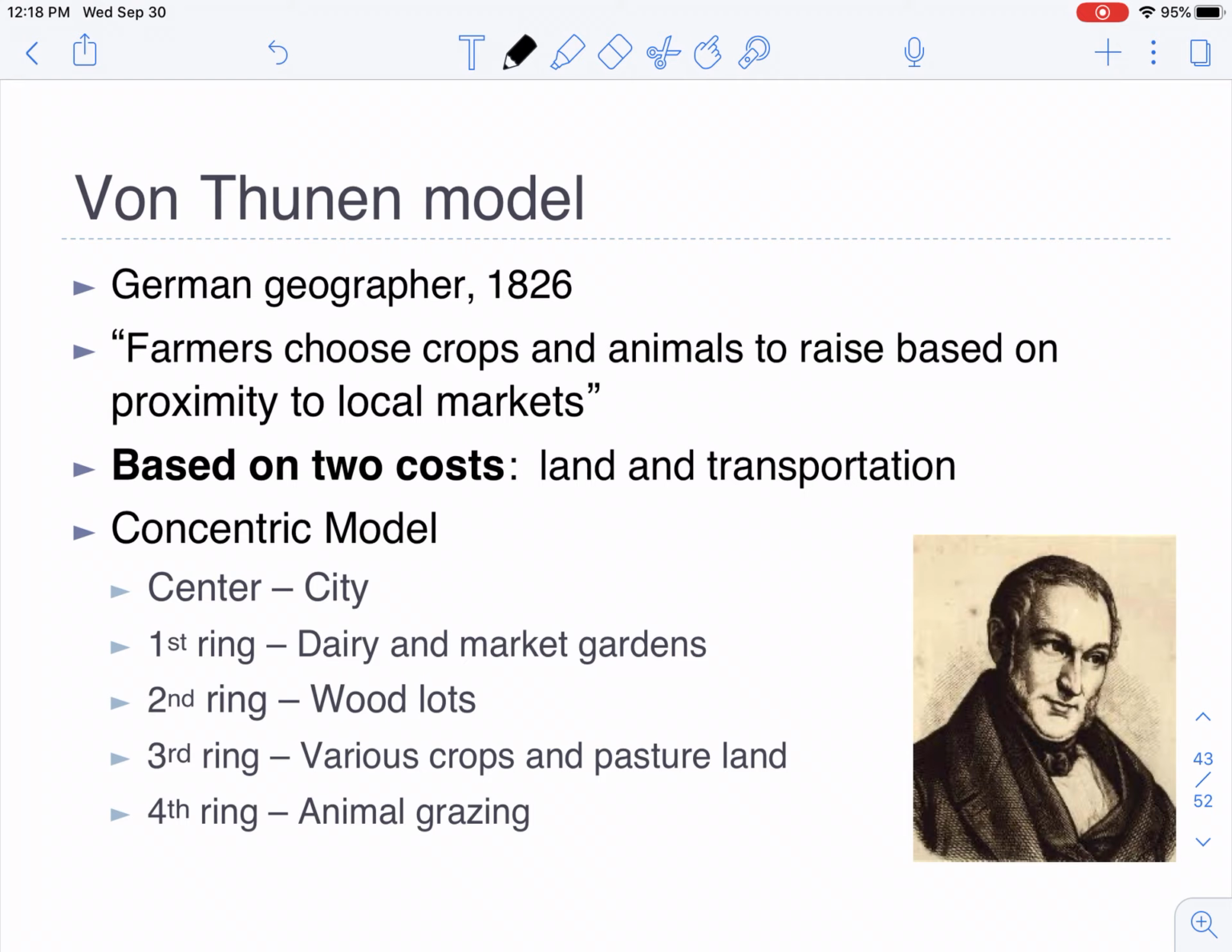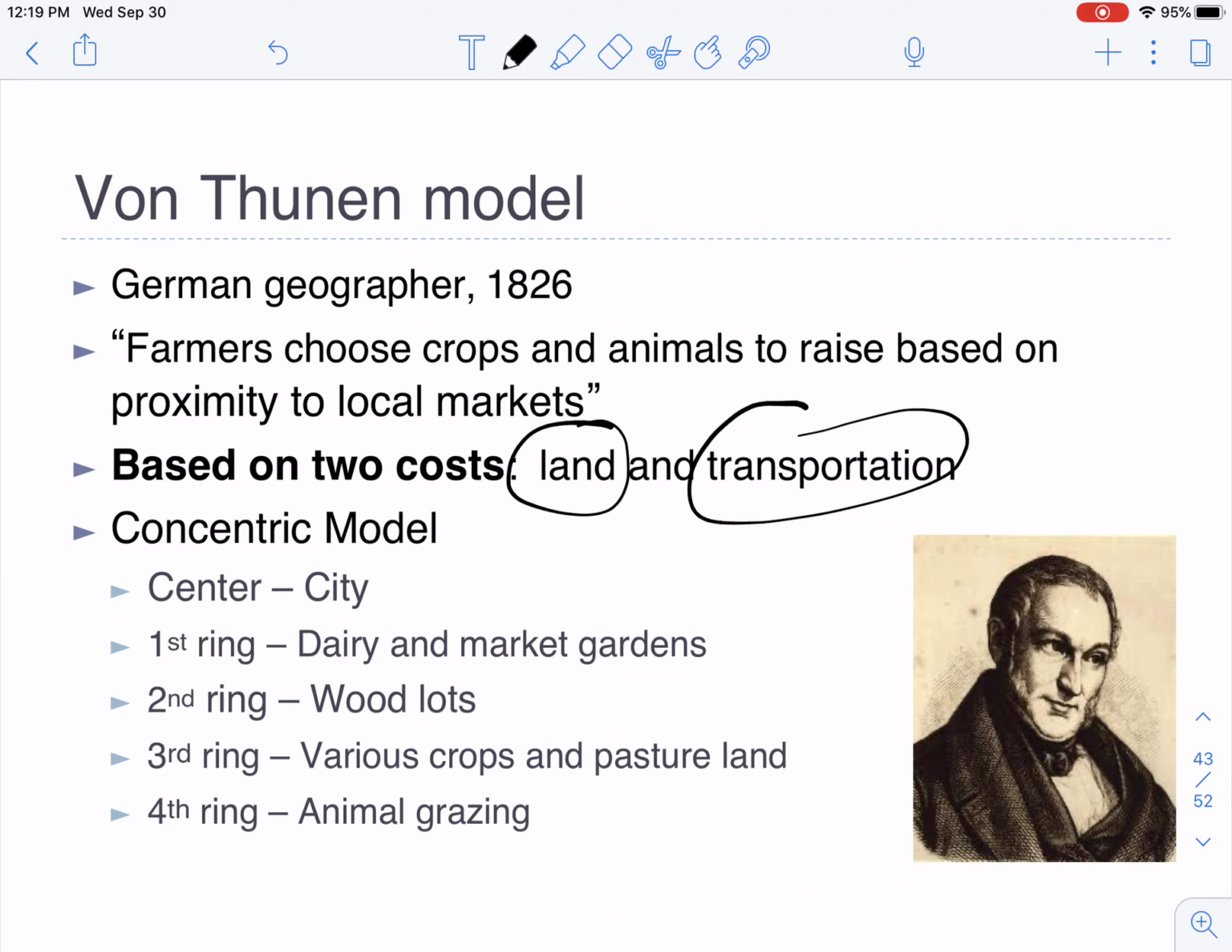He looked at farming and said, well, I can kind of predict what type of farms are going to appear as we get further and further away from the city, and it's based on knowing what type of land is available, the amount of space, and how expensive it is to transport goods. So he came up with a model that was considered concentric. In other words, it looks like a bullseye or a dartboard.